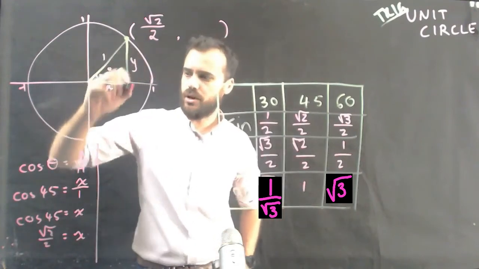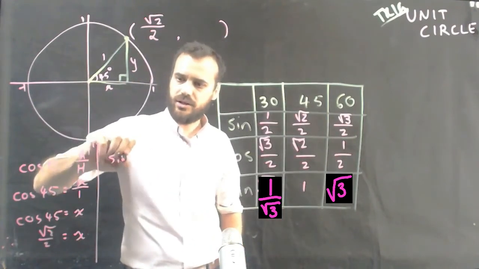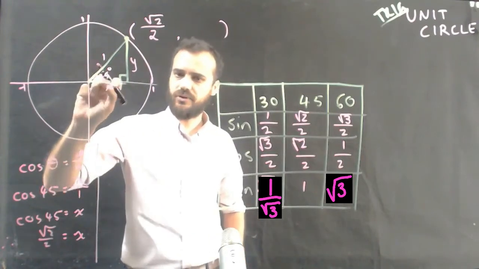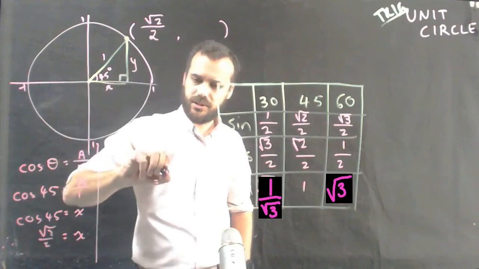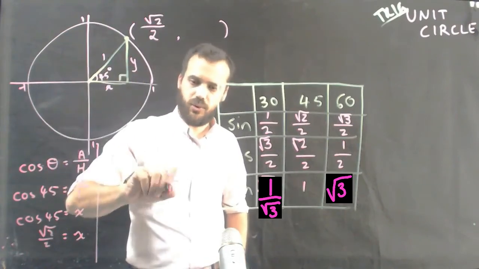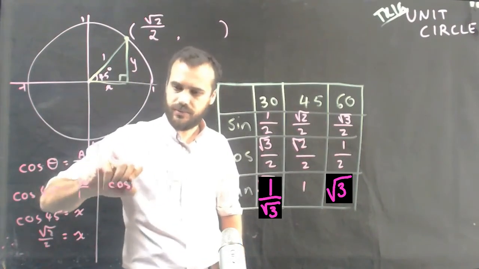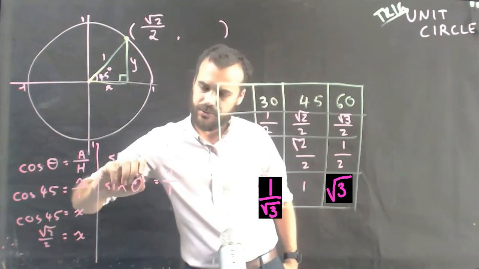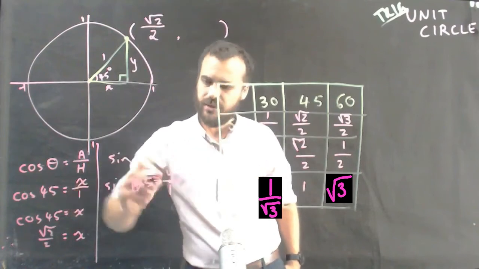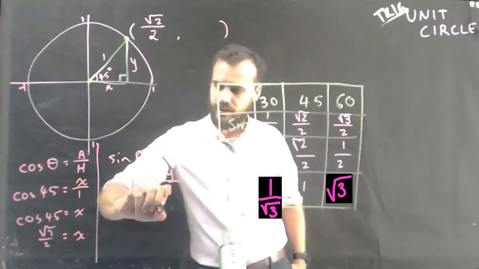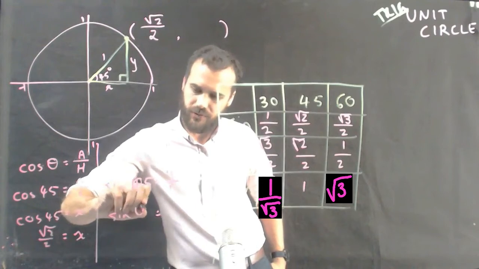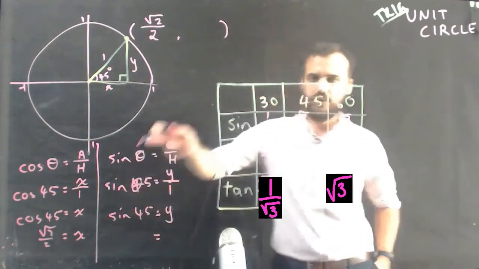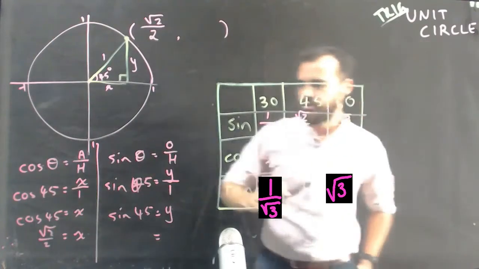Now, I can do the same for this one here. If I want to know what y is, then I know that sine theta is equal to opposite over hypotenuse. Here's my 45 degree angle, so the opposite is y. The hypotenuse is 1 and always will be. So sine 45 is equal to y on 1. Therefore, sine 45 is equal to y. And we already know that sine 45 is root 2 on 2.